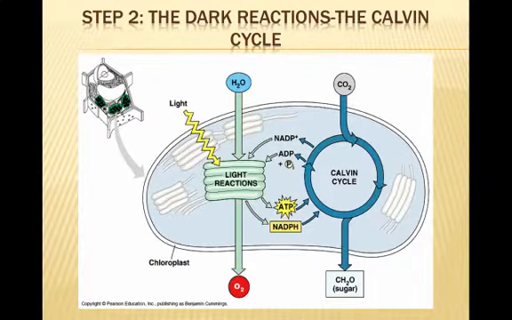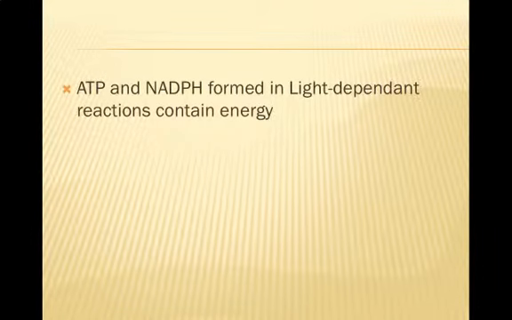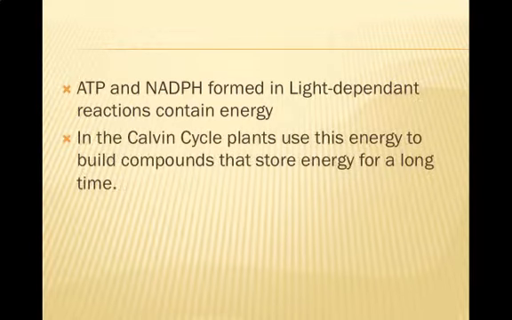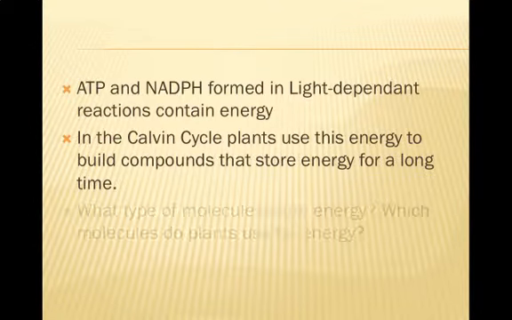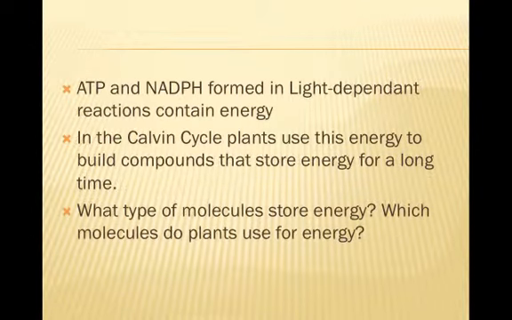So the dark reactions, or the Calvin cycle, are going to use the ATP and NADPH that we made in the light reactions to help us make the sugars. So, ATP and NADPH formed in the light reactions contain energy. It's trapped in the bonds between the elements. So, in the Calvin cycle, we use that energy to build the compounds that store energy for a long time, our sugars. So, we are making carbohydrates.